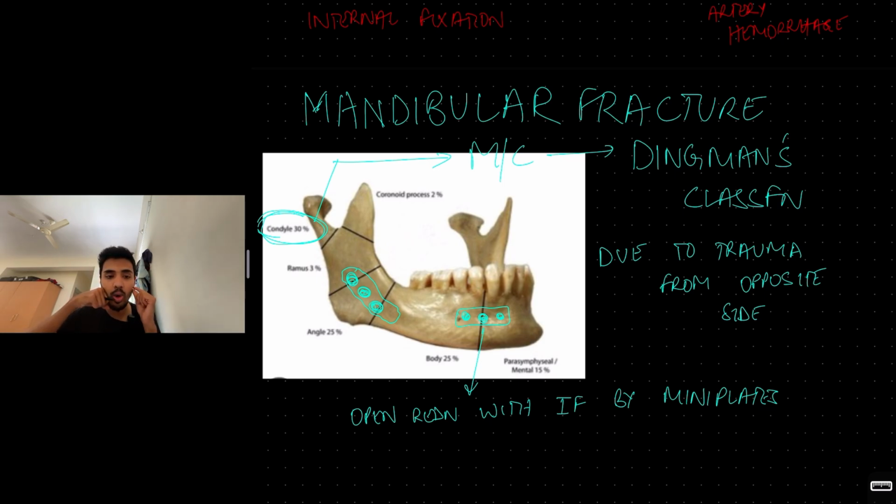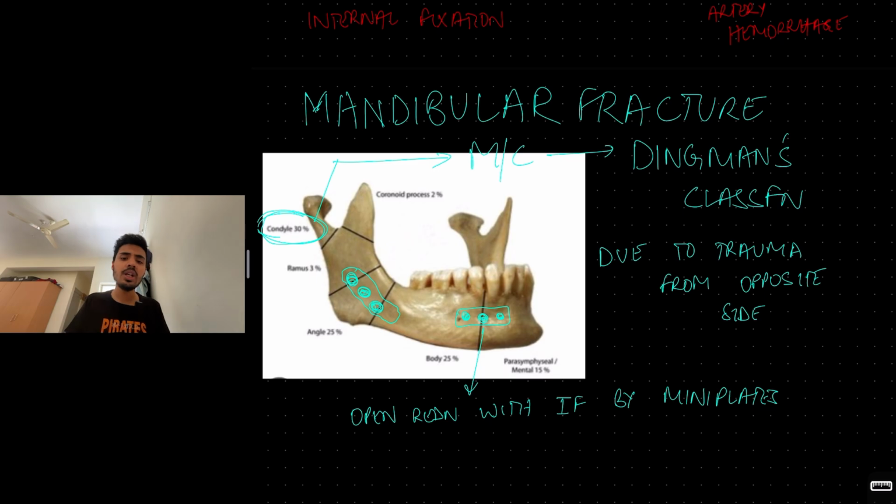But the condyle on this side is located within the TMJ fossa. So the mandible is getting displaced, but the condyle is still stuck in the TMJ. So that leads to condylar fracture. So it is due to trauma from the opposite side. Remember always, condylar fracture on this side is because of trauma from the other side. Because the condyle on this side gets stuck in the TMJ, whereas the mandible gets displaced. So therefore there is condylar fracture.